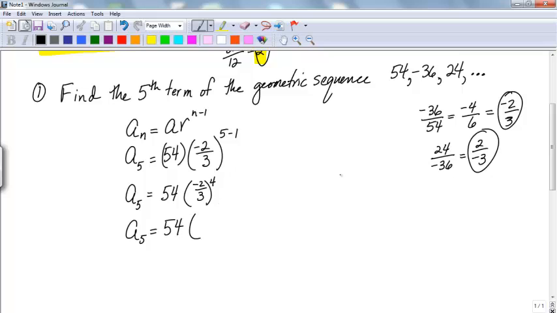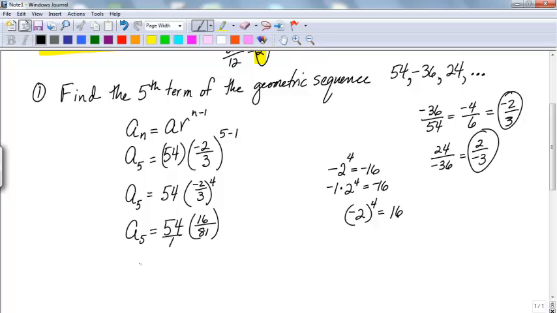Now you want to be careful on the calculator. If you do negative 2 to the 4th power on the calculator, it's going to give you the wrong answer, negative 16. Because the calculator is doing order of operations. It's doing negative 1 times 2 to the 4th, which is a negative 16. If you want negative 2 to the 4th power on the calculator, you've got to put it in parentheses. A negative to an even power ought to be positive. Okay, so it would be positive 16, and 3 to the 4th would be 81.